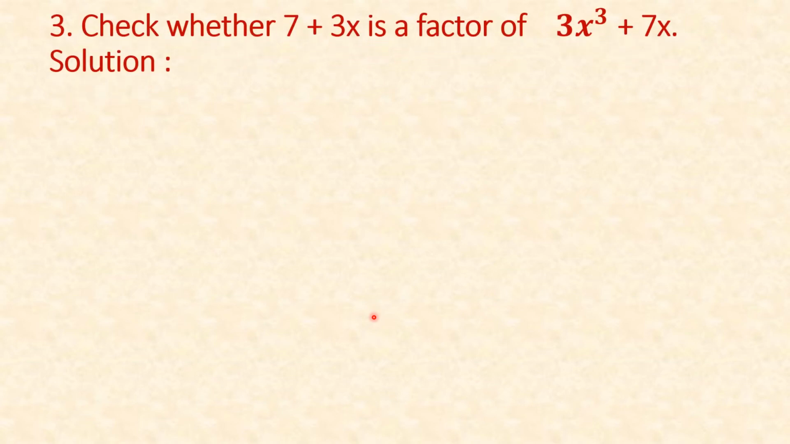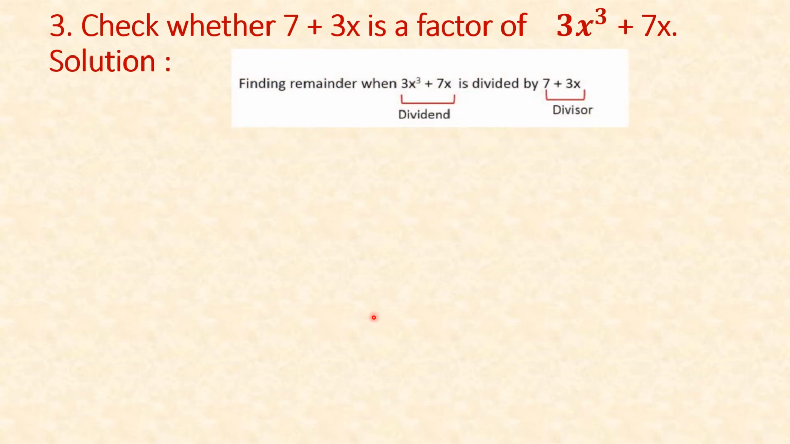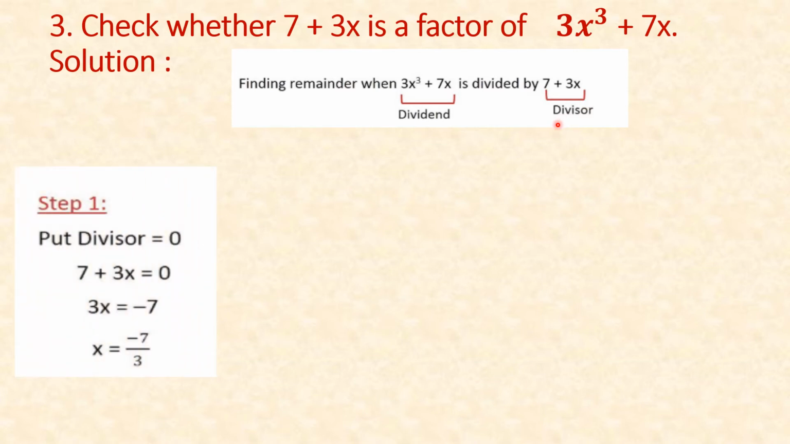Let us solve another example. Check whether 7 plus 3x is a factor of 3x cube plus 7x. Solving this, here 3x cube plus 7x is the dividend and it is to be divided by 7 plus 3x, which is our divisor. Now step 1 is putting the divisor is equal to 0. So 7 plus 3x is equal to 0. So it becomes 3x is equal to minus 7.